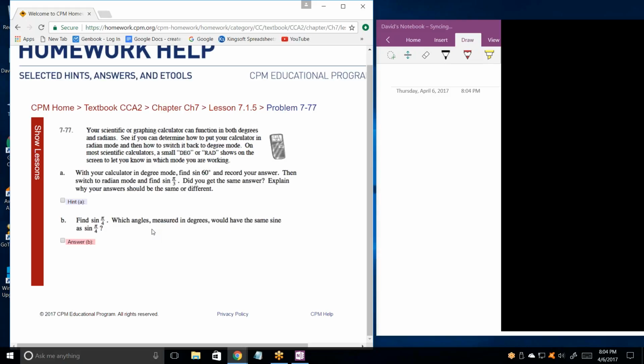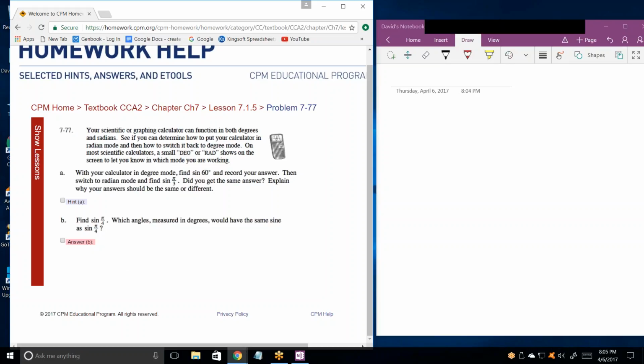Part B. This has to basically do with the unit circle. Do you know the answer to part B? 45 degrees. Well, yes, but there's also an angle in the second quadrant. We did the unit circle, right? Yeah. The other day. Remember the unit circle.